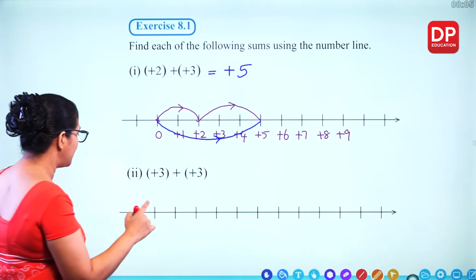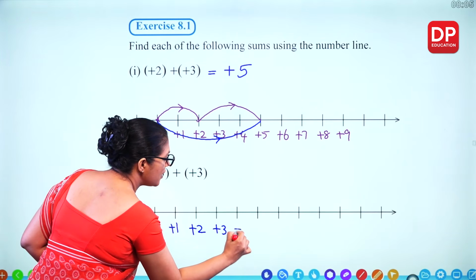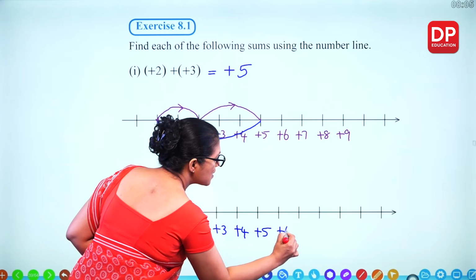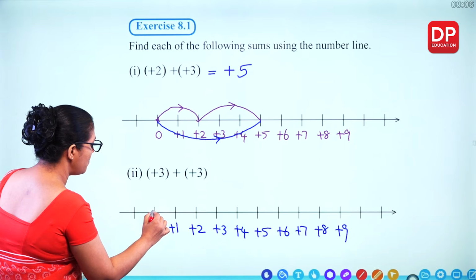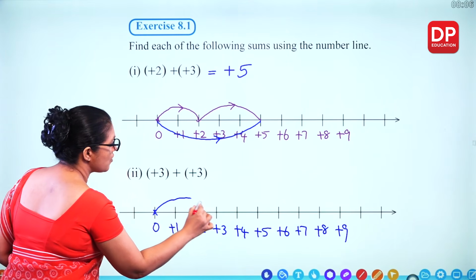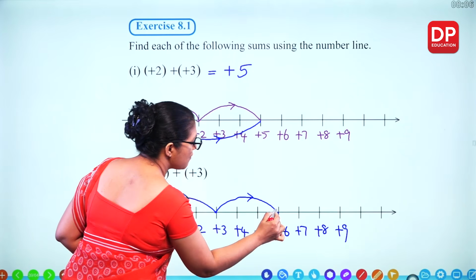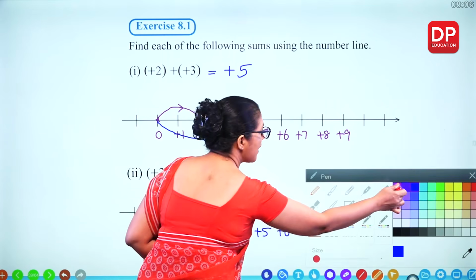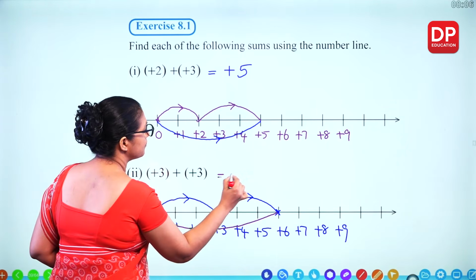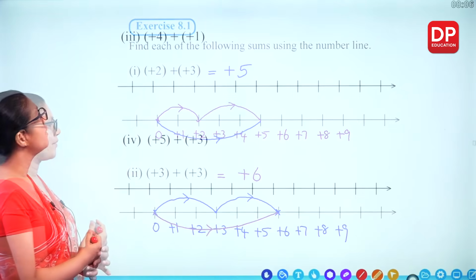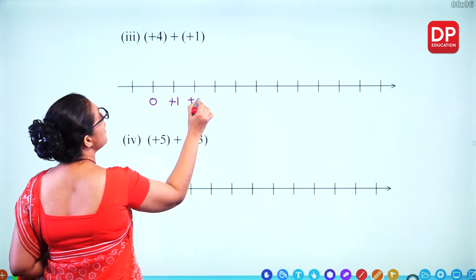Plus 3 plus 3. So you can start from 0. 1, 2, 3, 4, 5, 6, 7, 8, 9. Starting from 0. Plus 3 means 3 squares to the right. Another 3. 3 squares to the right. So what's the answer? Final position is here. You can write plus 6. Plus 4 and plus 1. So you can mark the number line first.